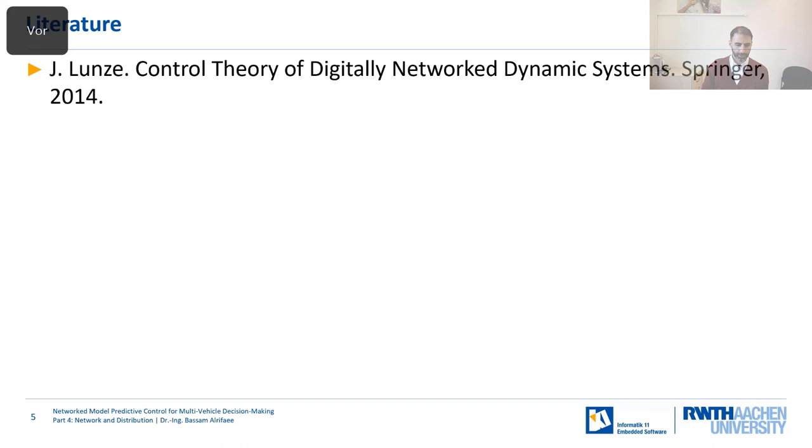So here is some related literature. There is also further literature you can find. Also, I did a survey on networked MPC, which you can find in my thesis. But this is a book, the result of a priority program in Germany. There you will find general information about networked dynamic systems, not specially on MPC. MPC is part of the book.